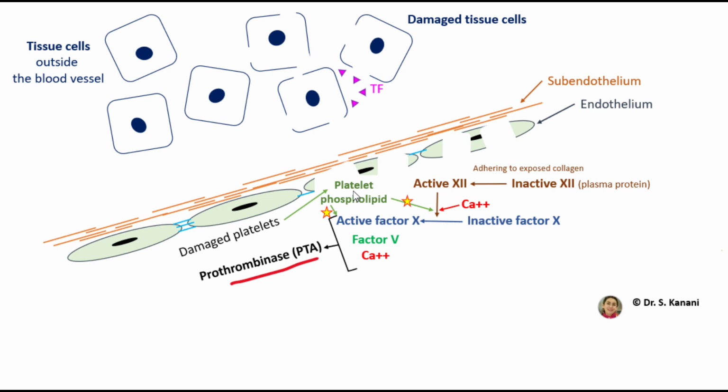So there are at least two reactions that we need to know about. Both are accelerated by platelet phospholipid. One would be activation of factor 10 by active 12. The other one would be binding active 10 to 5 and calcium ion to build prothrombinase. And we know when prothrombinase molecule is produced, that would be the end of the intrinsic pathway.